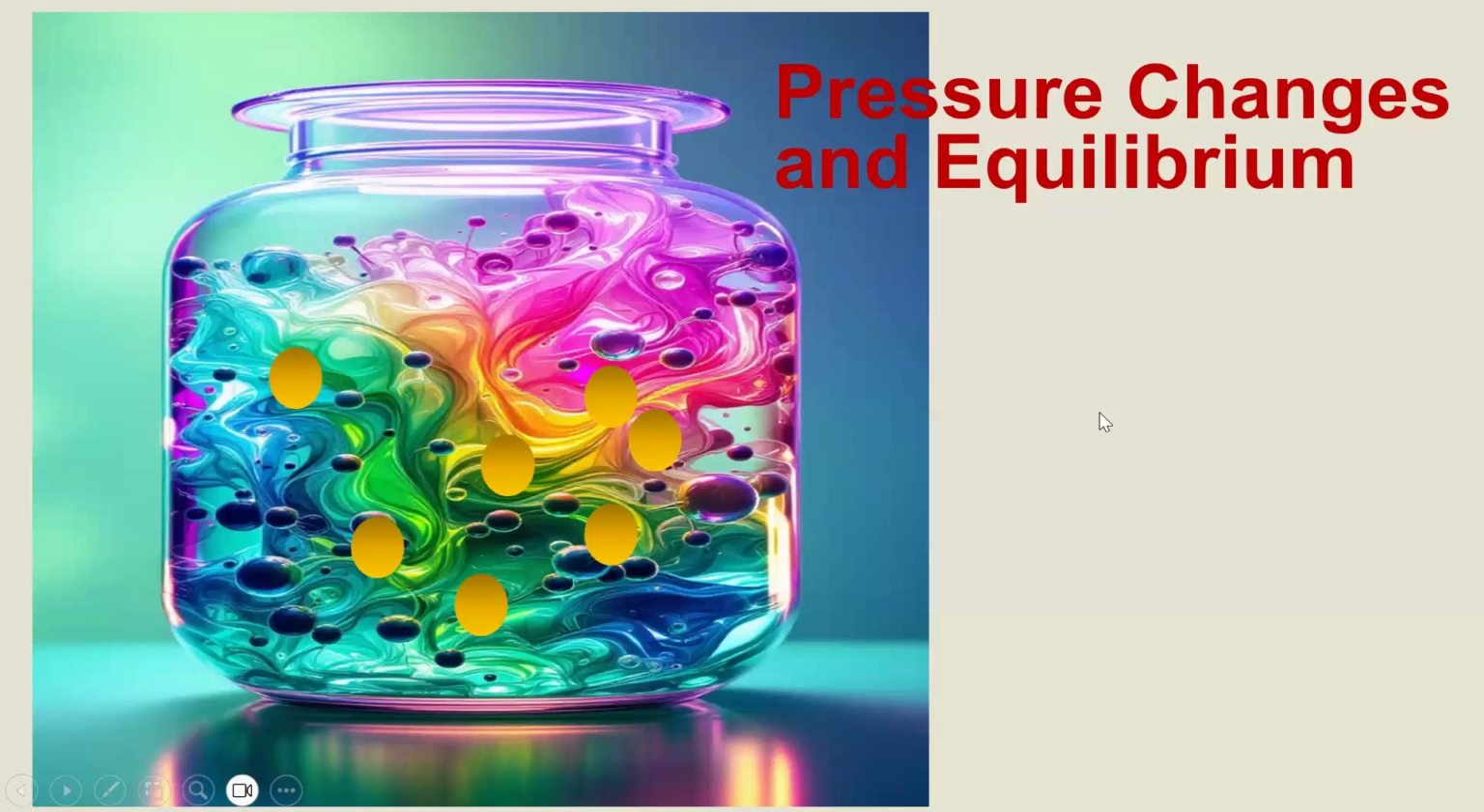Hi everybody, welcome back. Today I will explain how the change in pressure can affect the equilibrium state of a reaction. As we know, any reaction at equilibrium, if affected by a certain stress, will favor the direction that will relieve or oppose this stress. And we already explained how concentration and temperature can affect the equilibrium state.